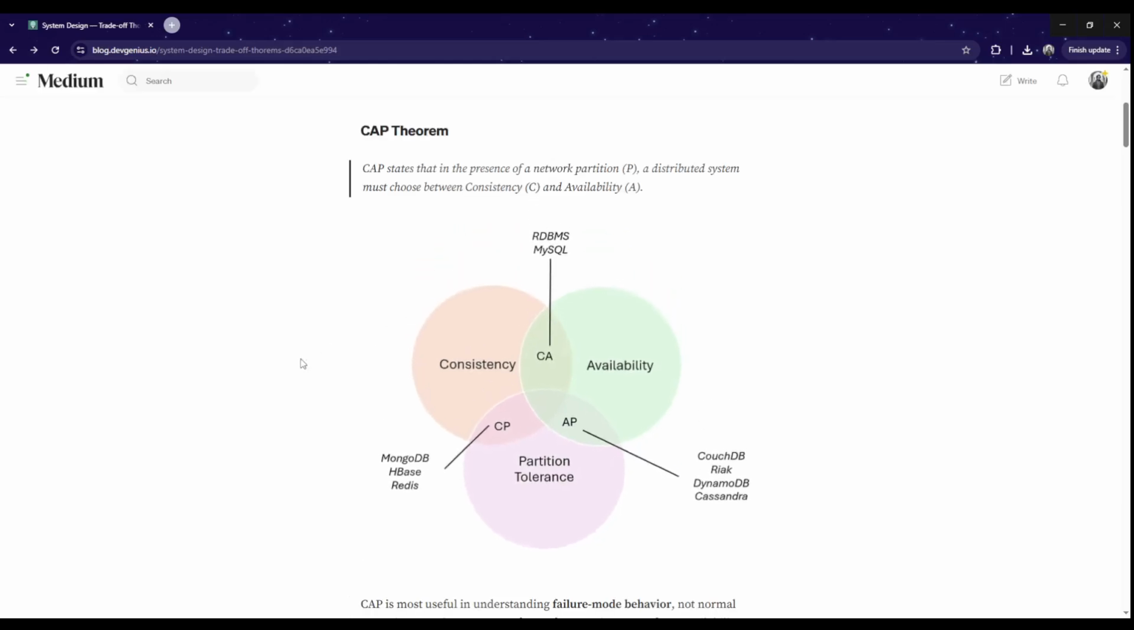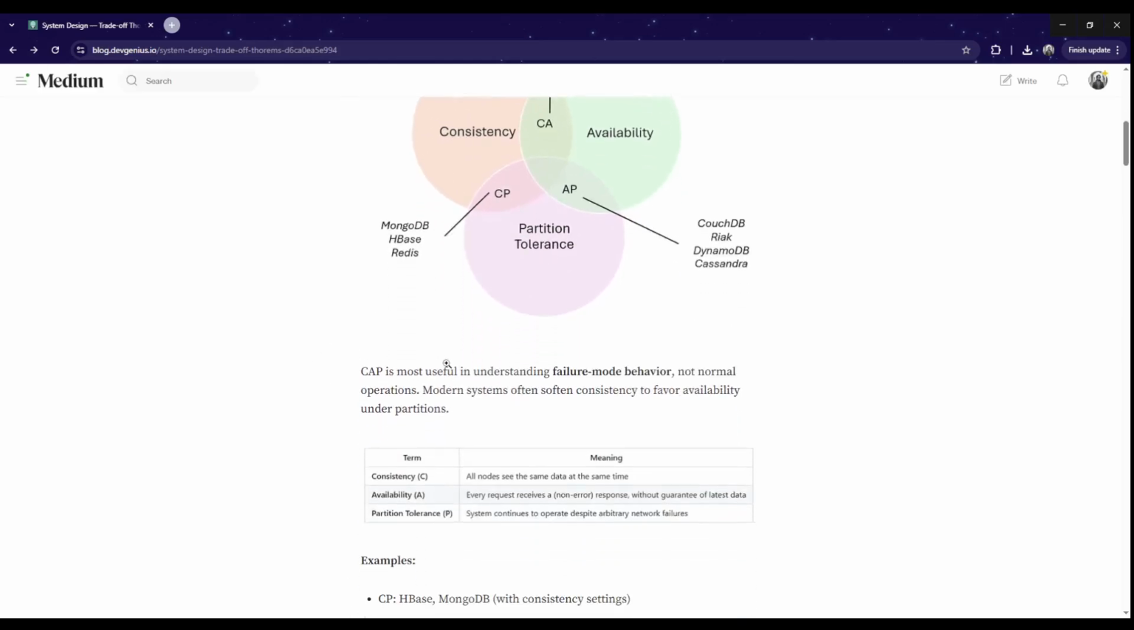So this is based on this CAP theorem. We say that which aspect or which property of the system we will be taking to make systems work, and which properties we will lose. And this theorem is very useful in understanding the failure mode behavior, like which mode of failure that we are choosing.